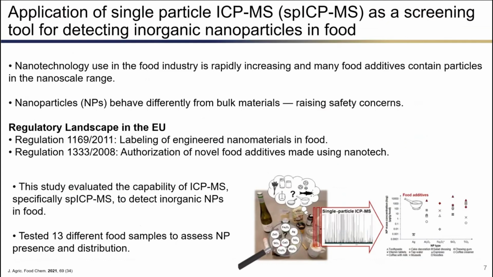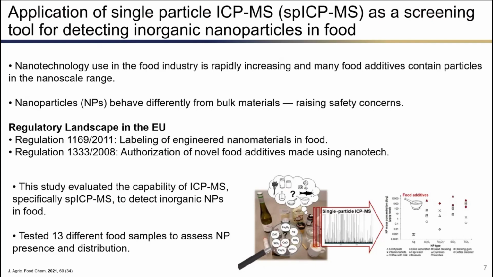Now, this is quite relevant in the current landscape because nanotechnology used in the food industry is rapidly increasing, and there are many food additives that contain particles in the nano range. And we all know that nanoparticles can behave differently from bulk materials, and this raises concerns. In the European Union, there are several regulations that try to control the use of nanoparticles, nanomaterials in food, such as regulation 1169 of 2011 and 1333 of 2008.